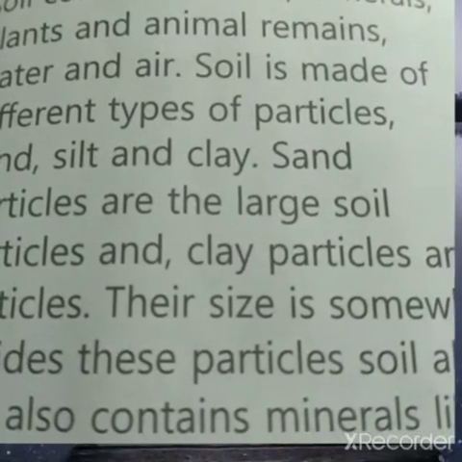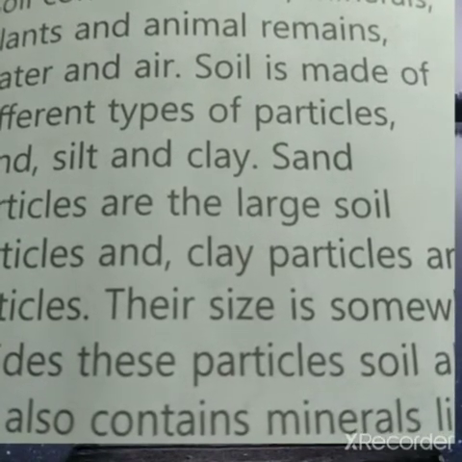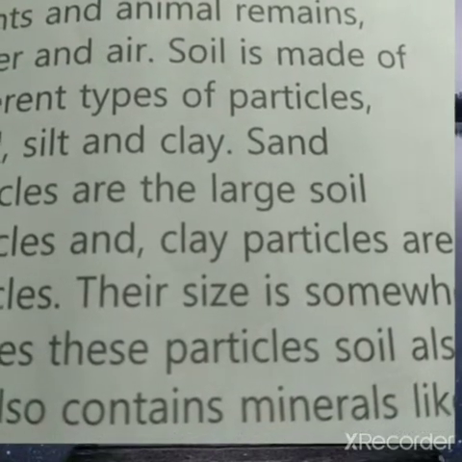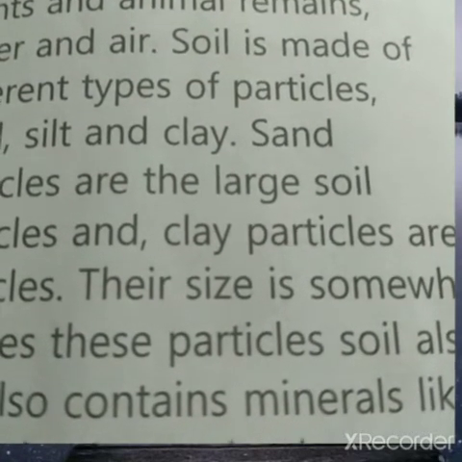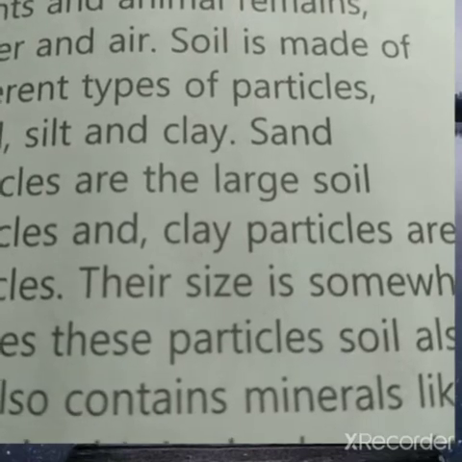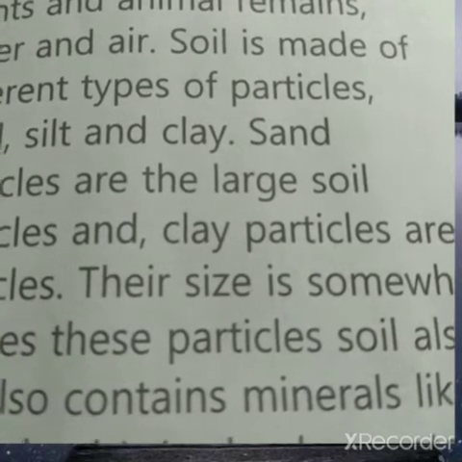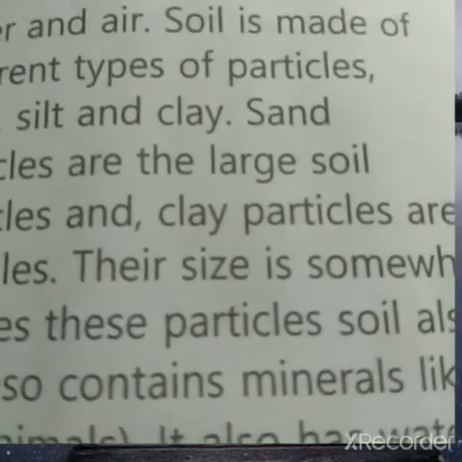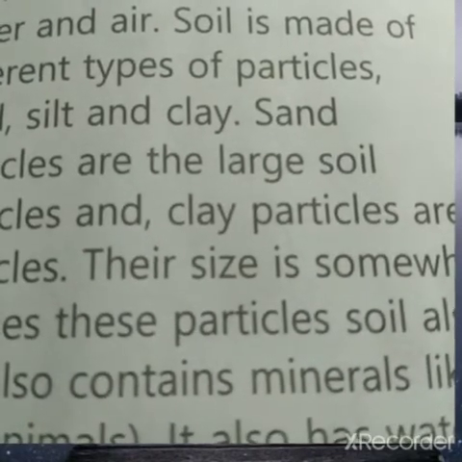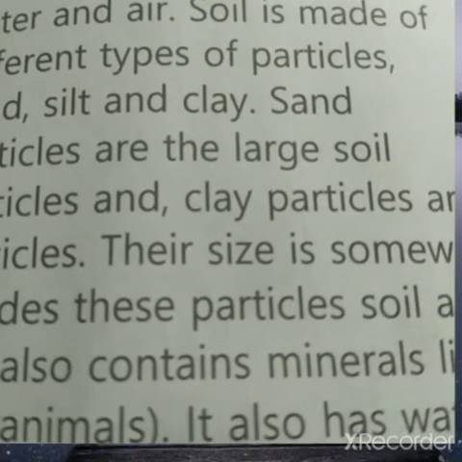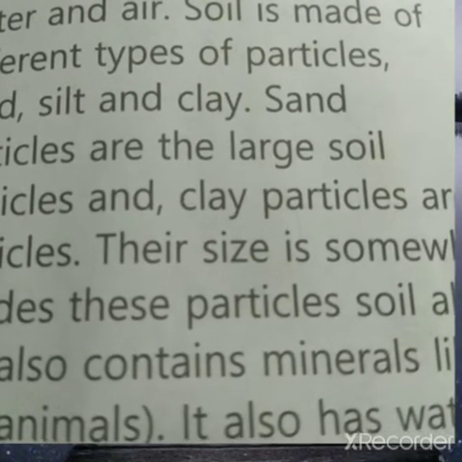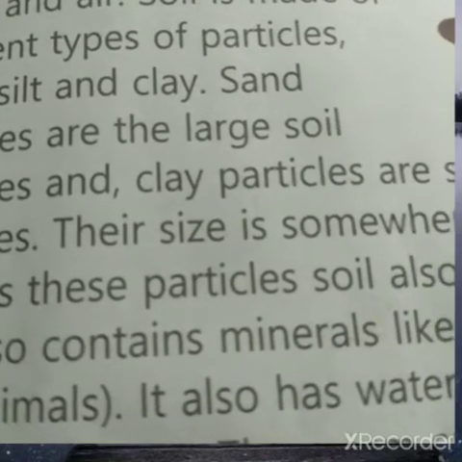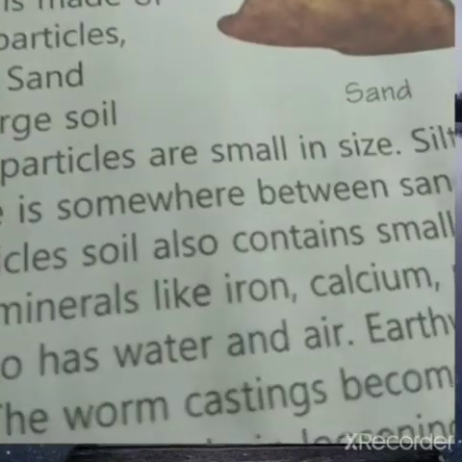Good morning, children. Today we are going to continue chapter 11, Soil. Formation of soil we already studied. Now this is composition of soil. Soil consists of sand, minerals, plants and animal remains, water and air. Soil is made of different types of particles: sand, silt and clay. Sand particles are the large soil particles and clay particles are small in size.